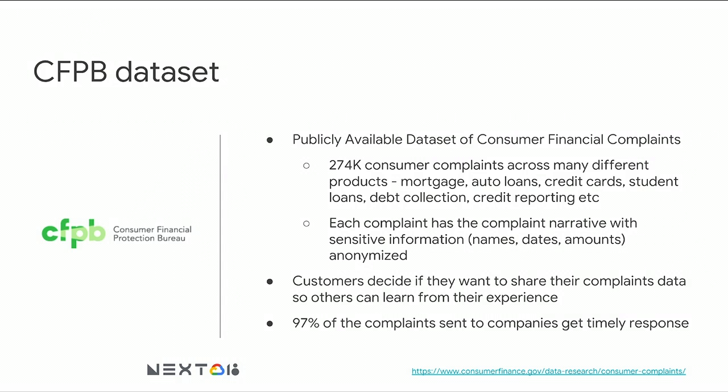So the first thing I want to talk about is the data set that we use to build this model. The Consumer Financial Protection Bureau in the US has a publicly available data set of 274,000 consumer complaints across many different products like mortgage, credit cards, student loans, etc. When a consumer complains to CFPB, they have the option of making their complaint public. And when they decide to do that, any sensitive information like their names or amounts or dates are anonymized, and this data is publicly available.